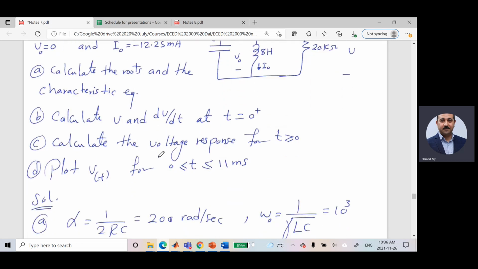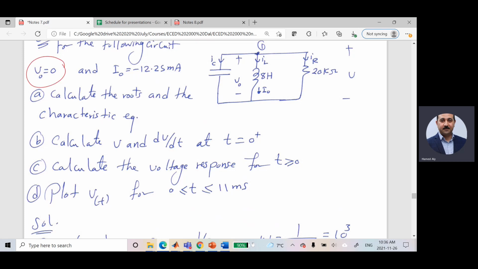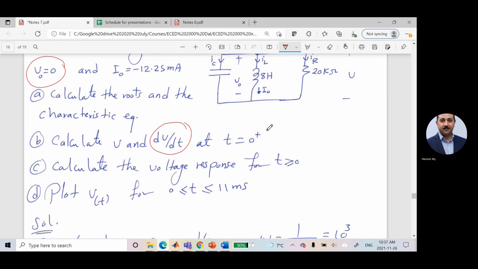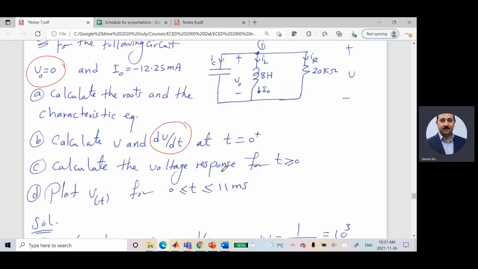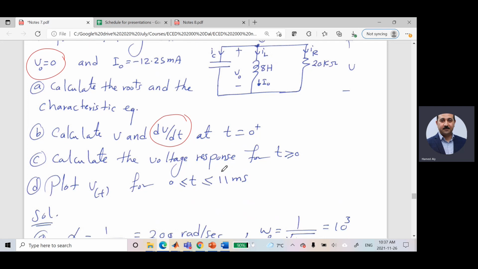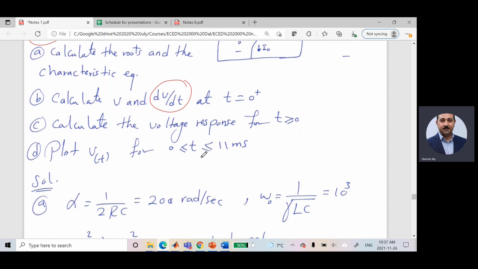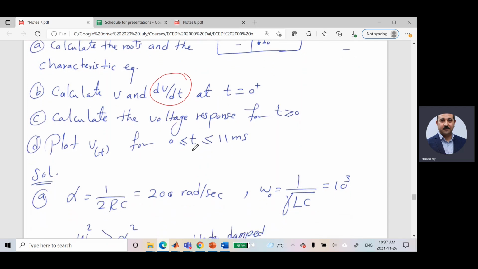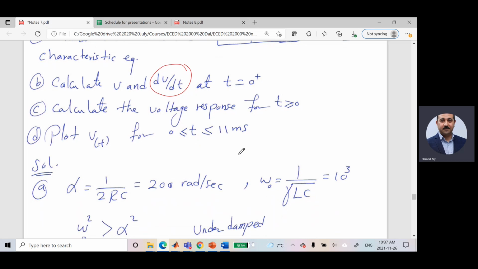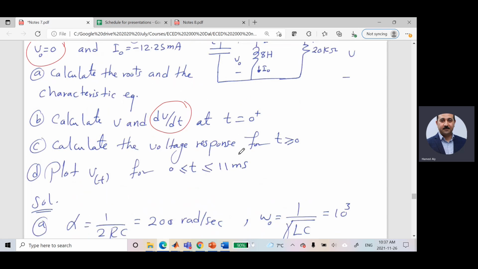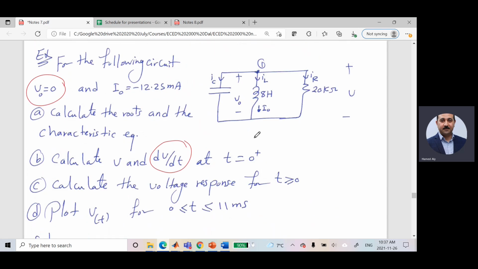And also, he asked me to calculate v and dv/dt at t equal to 0. Actually, he gave me the value of v of 0, so I don't need to calculate v of 0. What I need to calculate only is dv of 0 by dt. Then he asked me to find the voltage response equation, v of t. Then he asked to plot v of t for t greater than or equal to 0 and less than or equal to 11 milliseconds.